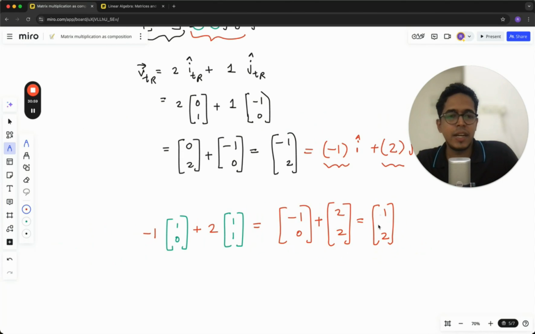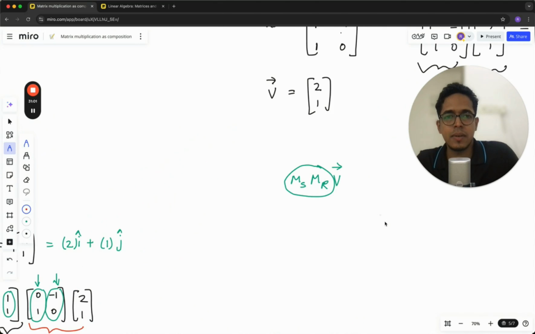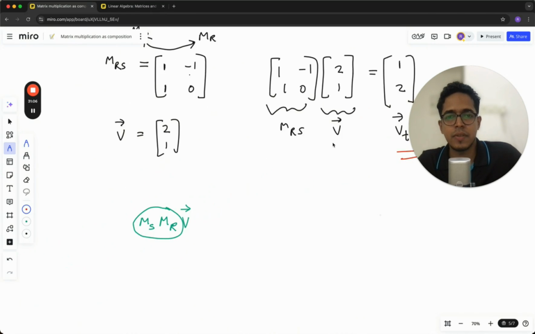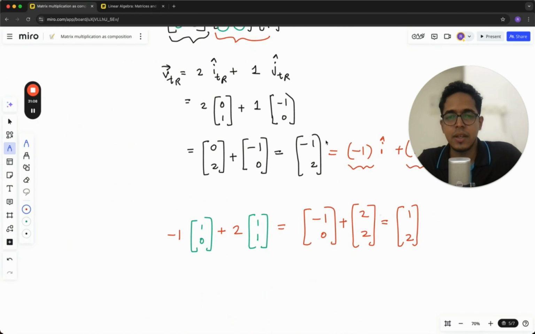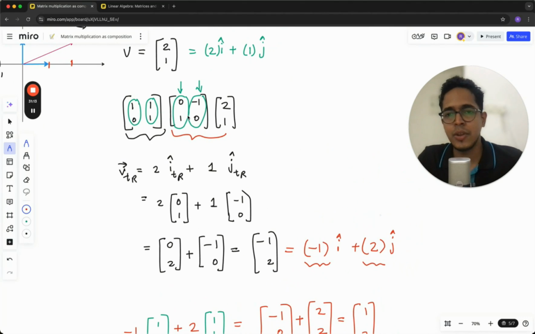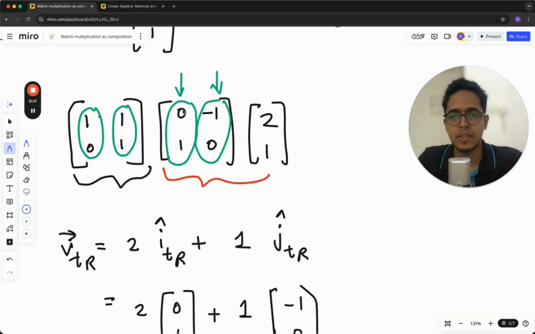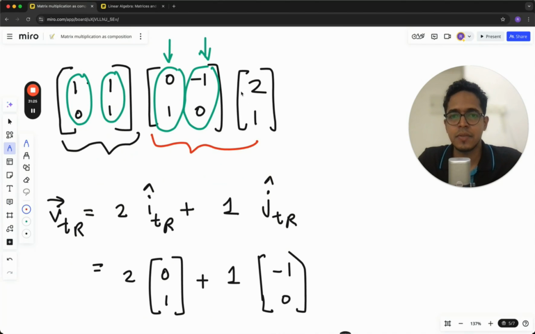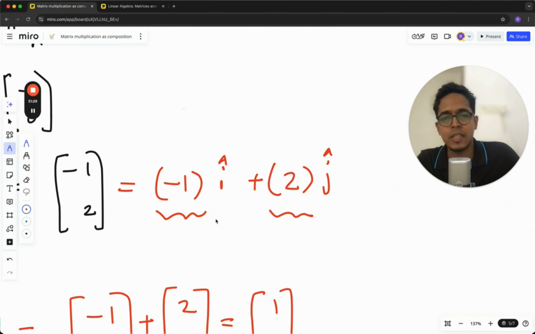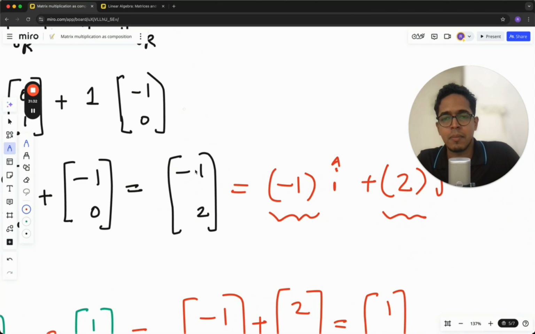And is (1, 2) the final position of the vector after the composite transformation? It is. This is the final position of the vector after composite transformation. So what we did here is we first tracked what happens to the unit vector initially after the first transformation, and we saw that unit vector i transforms to (0, 1) and j transforms to (-1, 0). Based on that, we calculated where this vector v will land after rotation, and we found that the new place where it lands is this (-1, 2).